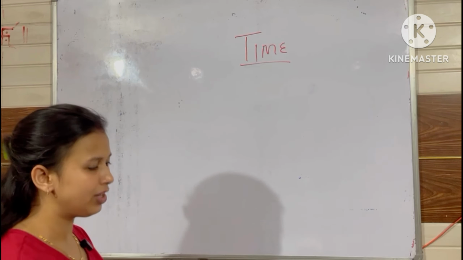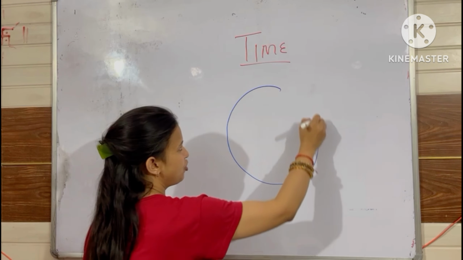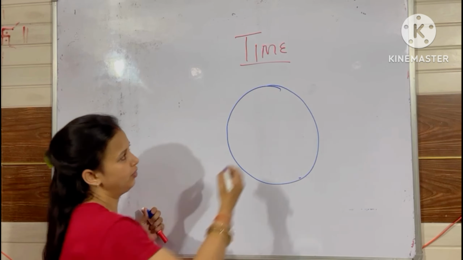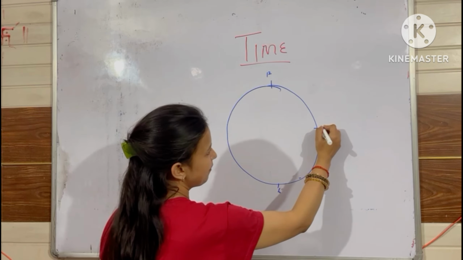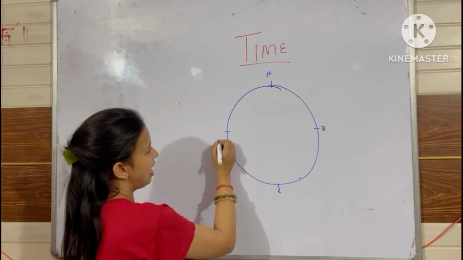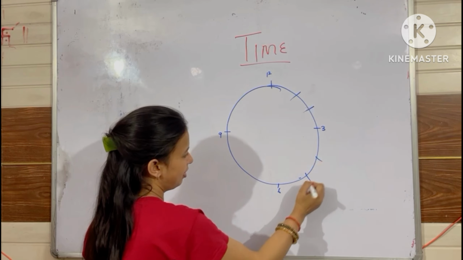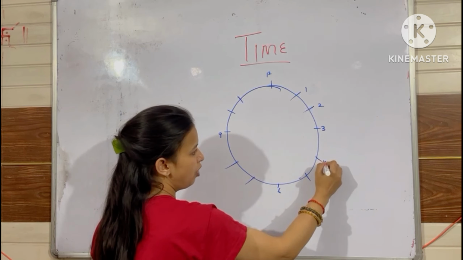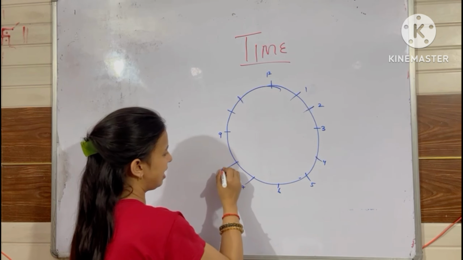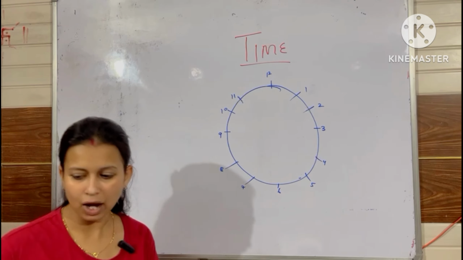So to check out the advanced way of telling time, I am drawing a clock. It is 12, 6, 3 and 9. We have here also 1, 2, 4, 5, 7, 8, 10, 11. Is that clear?